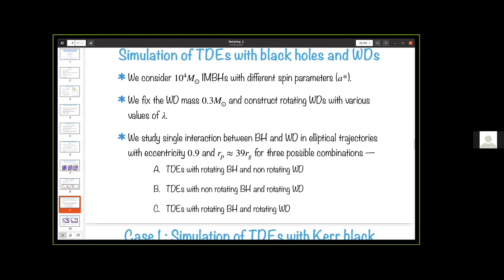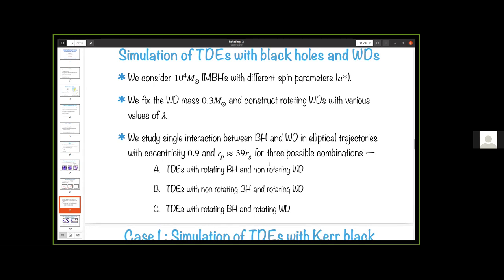So, as we have generated the rotating white dwarf configurations and the rotating black holes, the next job is to isolate the effects of the coupled rotation. In order to have a manageable parameter space, we first fix the orbit, and the R_P is basically 39 R_G. R_G is the gravitational radius, GM by c squared, and the eccentricity of the orbit is 0.9. That fixes our apocenter distance of the orbit. Then we fix the black hole mass to be 10 to the power 4 solar mass, and the white dwarf mass to be 0.3 solar mass, and then vary the different spin parameters, a star and lambda values, to have the TDEs with rotating black holes and rotating white dwarfs.